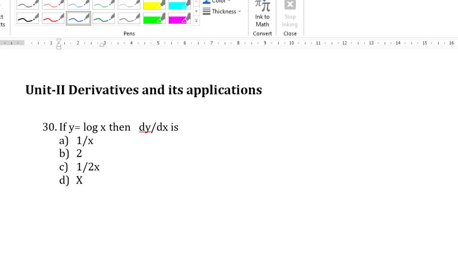Okay, so here comes the first question. What is the derivative of log x? Derivative of log x is nothing but 1 upon x. It's just the formula. So what is the right answer? Right answer is A. Moving on to the next question.